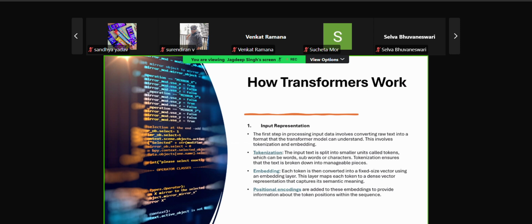Embedding means each token is converted into a fixed size vector. Here it is a fixed size vector specifically; we have dynamic size vectors as well. So in embedding, by using the embedding layer, the token is converted into a fixed size vector. This layer maps each token to a dense vector representation that captures its semantic meaning. Positional encodings are added to these embeddings to provide information about the token positions within the sequence.